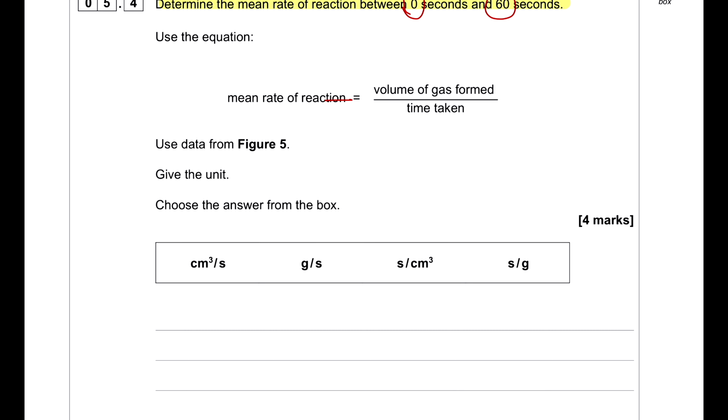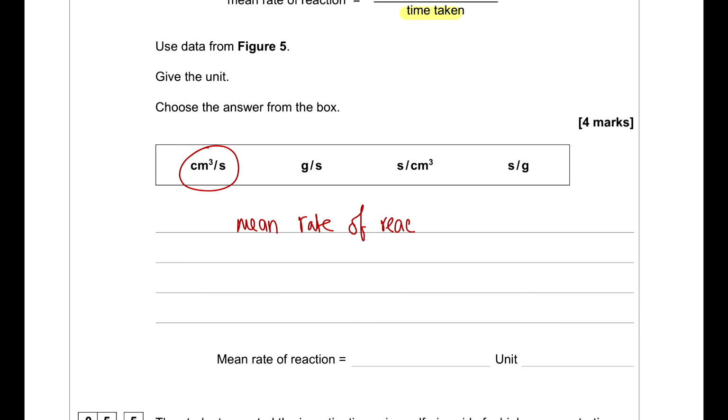Mean rate of reaction is calculated by volume of gas formed divided by time taken. The unit will be volume divided by time, so cm³ per second. Now, to find out the mean rate of reaction, we are going to divide 45 by the time taken, which is 60 seconds. And the unit will be cm³ per second.